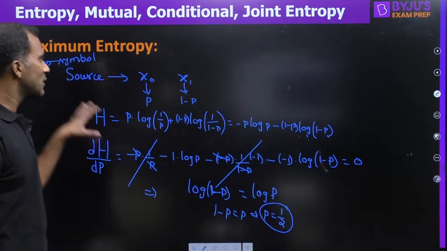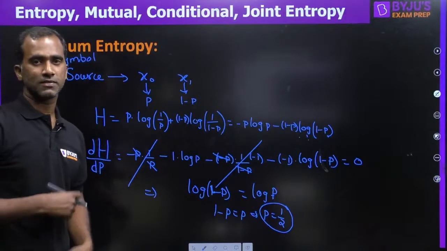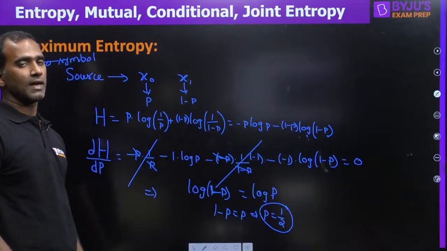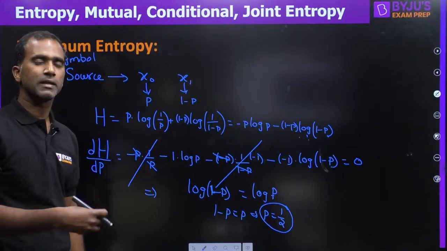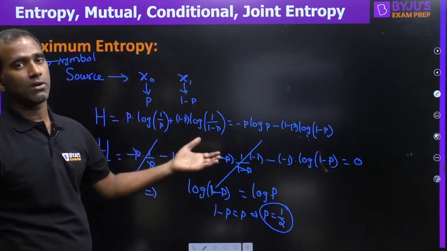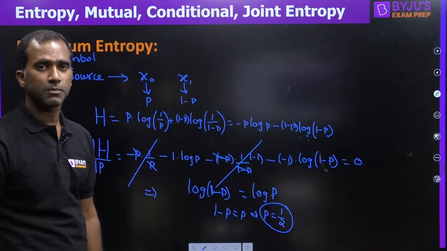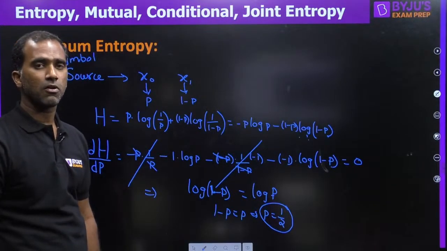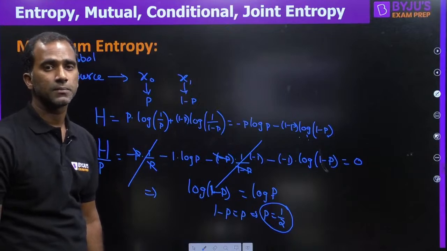We have just taken a two symbol case for the ease of mathematics, for the ease of calculations. For higher symbols also we can prove it, but it will be little complicated mathematics. So we can extend the same result for higher order symbols also. For any number of symbols from a source, entropy will be maximum if all the symbols are equally likely.